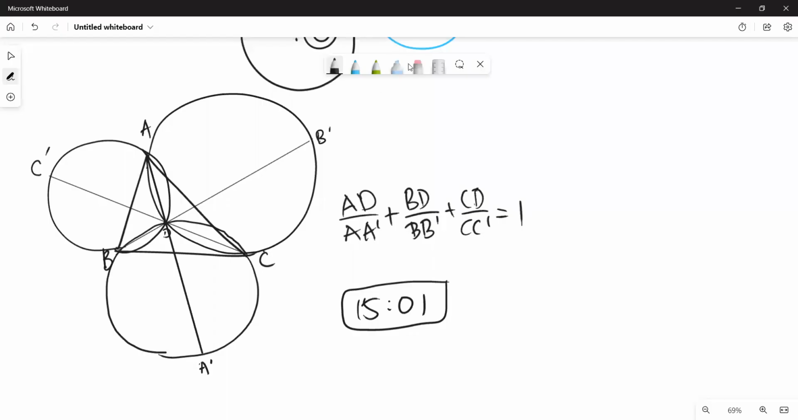Okay, so does anyone have any progress? Any idea on how to transform this equation? Or let's say transform the left-hand side into something else. So AD over AA prime. Can we write that as something nicer?